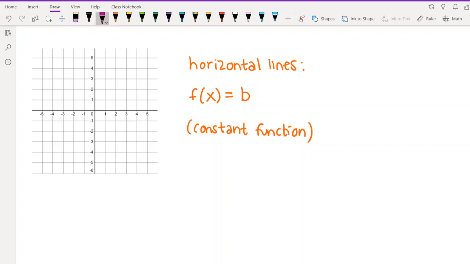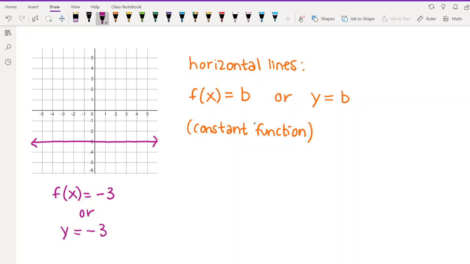And so a constant function, just to give an example, could be something like f of x is equal to -3. So what would f of x is equal to -3 look like? It would just be a horizontal line through a height of -3. You can also write a horizontal line if you don't want to use function notation. You can also write it as y is equal to whatever. So this could be y is equal to -3.